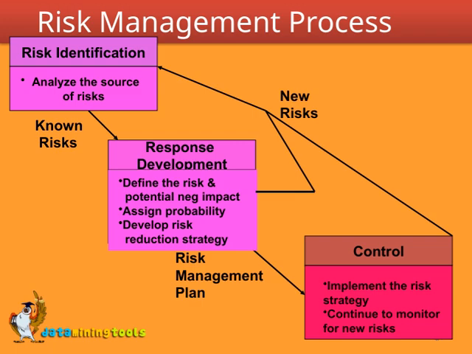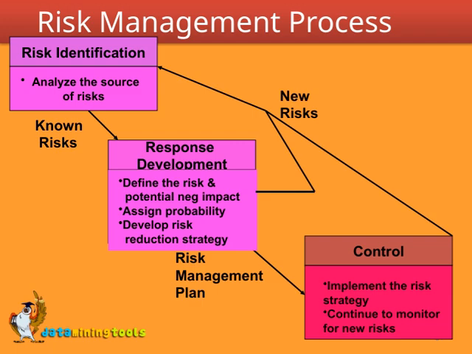After that, we assign a probability to each risk, which means estimating how likely it is to occur. This allows us to prioritize our efforts on the most significant threats. With that information, we develop risk reduction strategies, action plans to minimize or eliminate the risks. Then, we implement the risk strategy, putting our plans into motion.